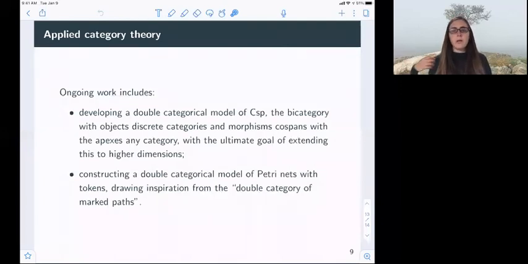In particular, we want to answer the question, what would applications of the idea of a cospan of cospans look like? And our other project is to construct a double categorical model of Petri nets with tokens. So we're constructing this from scratch rather than pulling from a bicategory. And we're drawing inspiration from the double category of Marx-Paz, which is again a construction from Paoli and Franck.